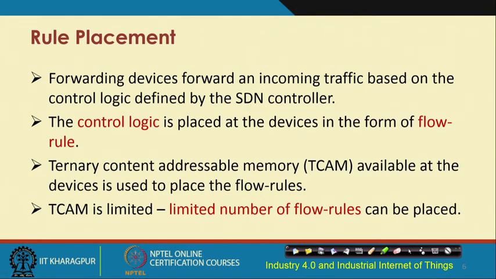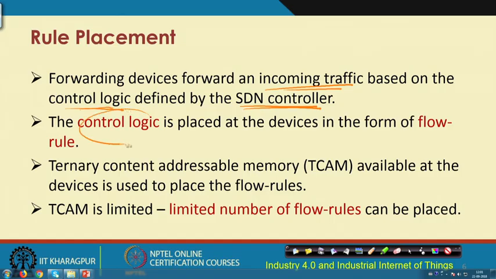In rule placement, what we are talking about is that we have different forwarding devices that forward the incoming traffic based on certain control logic that is defined by the SDN controller, and this control logic is placed at the devices, that means in the data layer, in the form of something known as a flow rule. It is this flow rule that we are talking about in this context. Before we talk any further, I should also tell you something else. These flow rules are stored in a memory in each of these devices, known as the TCAM memory, the full form of which is ternary content addressable memory.